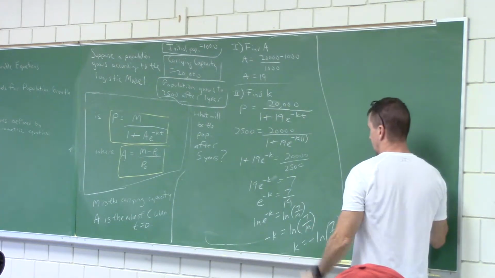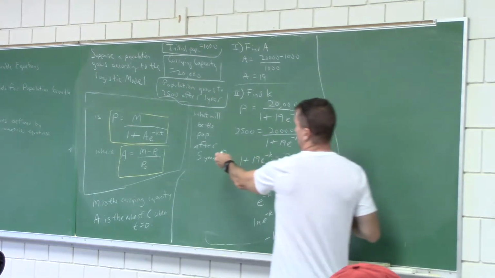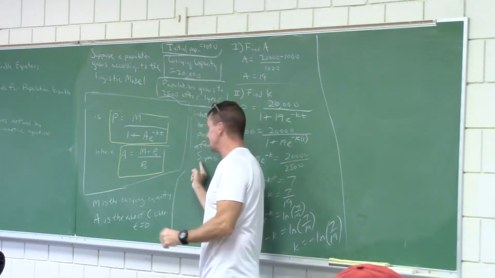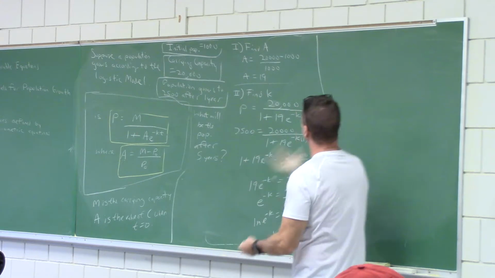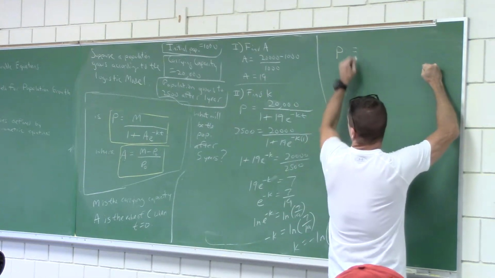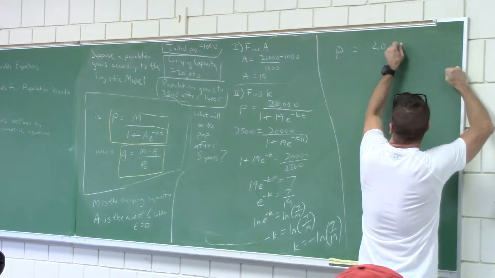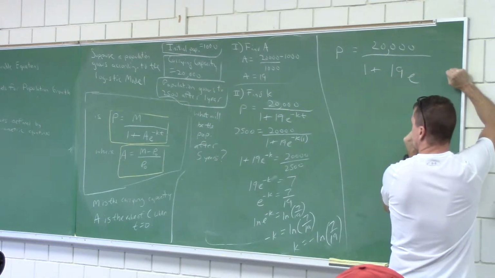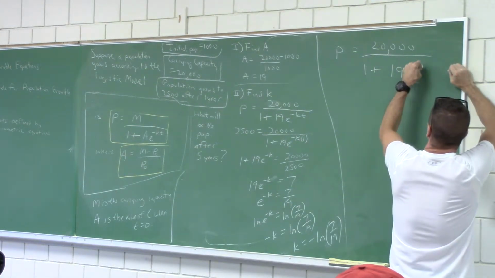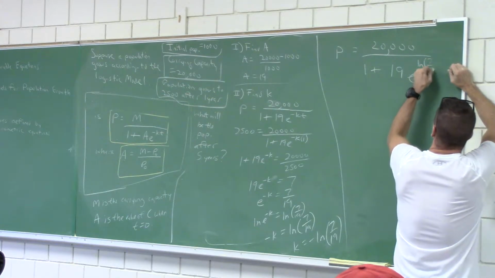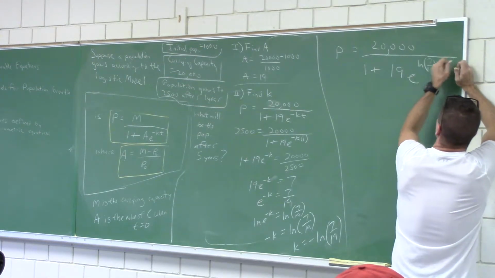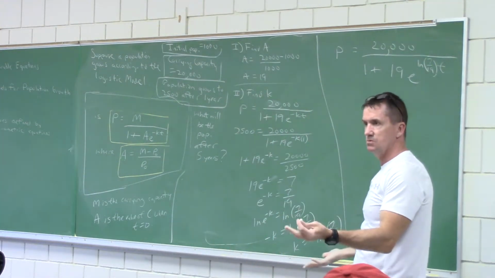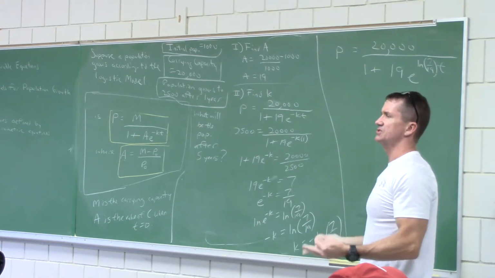Last step, plug K back in, and we're going to plug in how many years for T? Just be careful. Not big P, that's time, right? That's time, we're going to plug in a little t. There we go. P equals, I'm going to write it all out, 20,000 over 1 plus 19 e to the negative, makes it a positive, 7 over 19 t. And I'm just going to plug in a what? A 5.